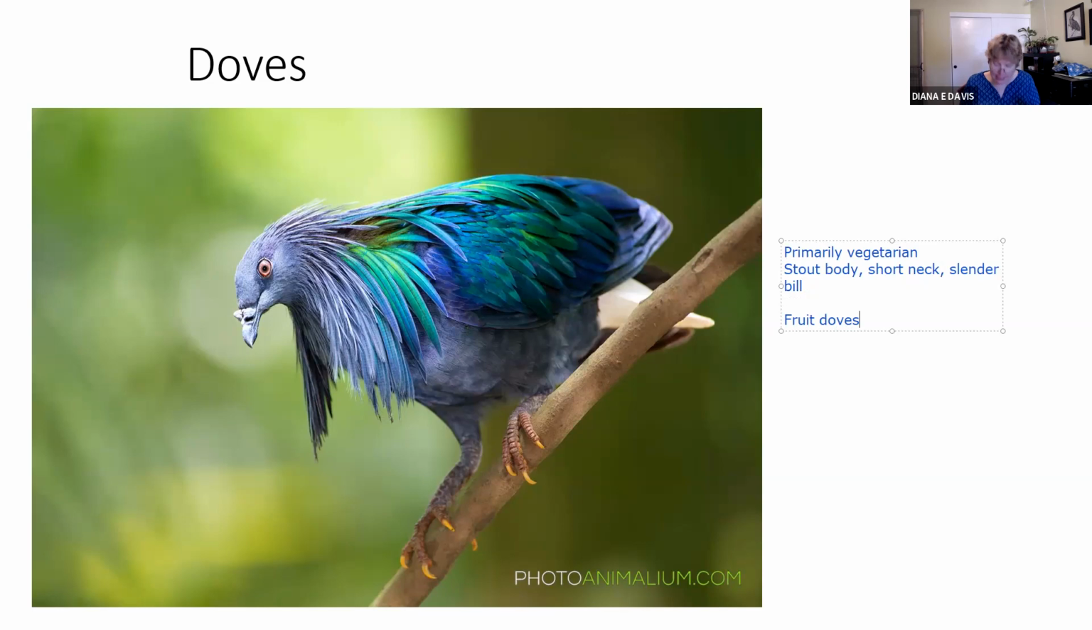Doves tend to be a little skittish or shy, except for the pigeons that you see in urban areas. So they can be hard to spot in the wild, and they tend to move away from people. They're also generally crappy at building nests. The way they survive is by having lots and lots of eggs.